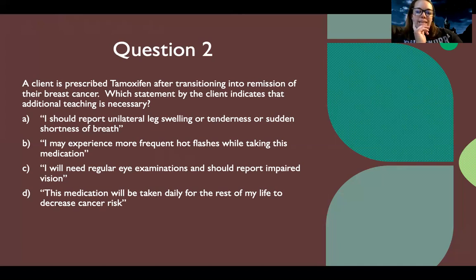This medication will be taken daily for the rest of my life to decrease cancer risk. So here I need to know, hey, do I need to tell them to have regular maintenance? Are they going to take this for the rest of their life? And so I'd have to know something about this med. And this med is not taken for the rest of your life. It's only taken for 5 years after you go into remission. So the answer that's incorrect is D. They only need to take it for the next 5 years.